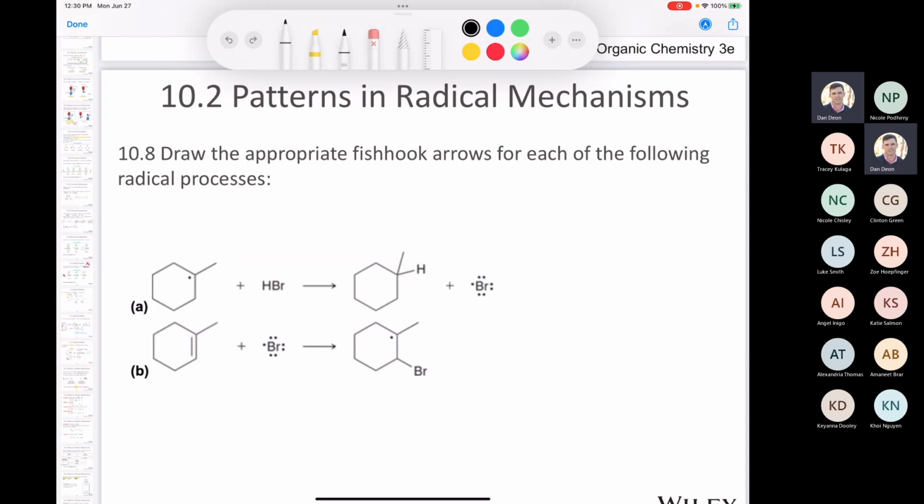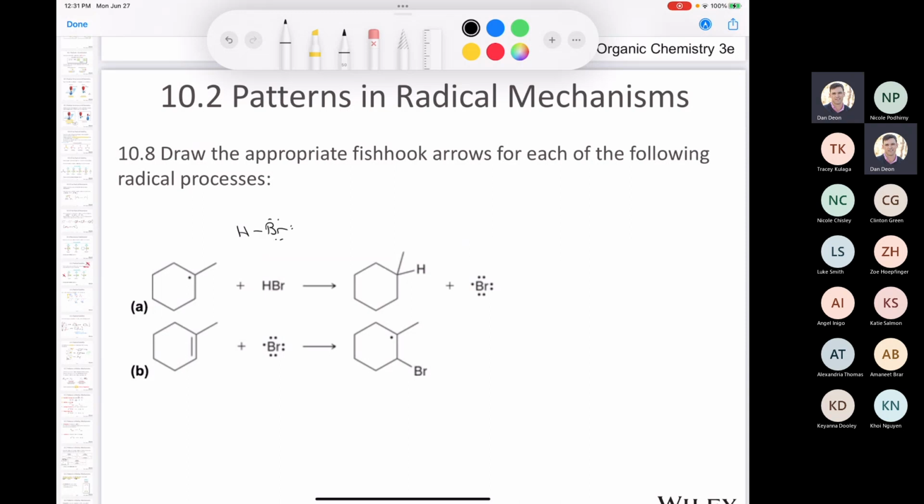Anyway, it says draw the appropriate fishhook arrows for each of the following radical processes. You can see that the first one, 10.8a, is a propagation because you're starting with a radical and you're ending with a radical. Let's take a look. What's going on here? The first thing we need to do is redraw our HBr molecule. I don't want to see anybody just drawing a line in between the two. Well, that looks terrible. So you need to redraw the Lewis structure of the HBr.